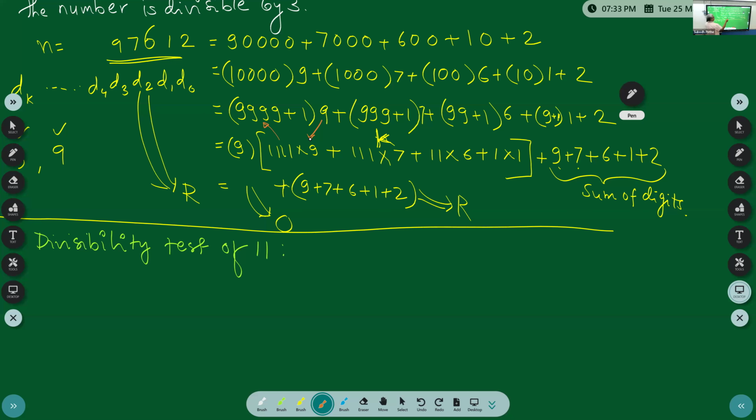But I'm sure you will be able to take out 9 common. Maybe this is not so well represented. I should have taken a couple of more steps. You're right. But okay, a bit lazy. From the upper 9999, that 9 is common.